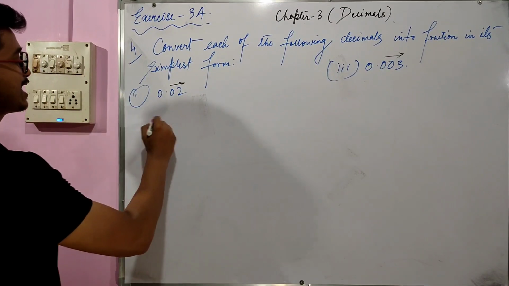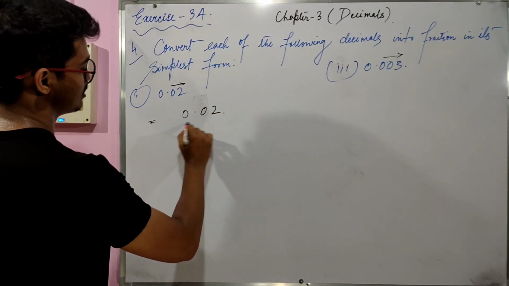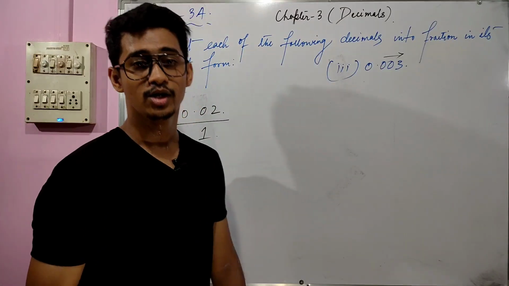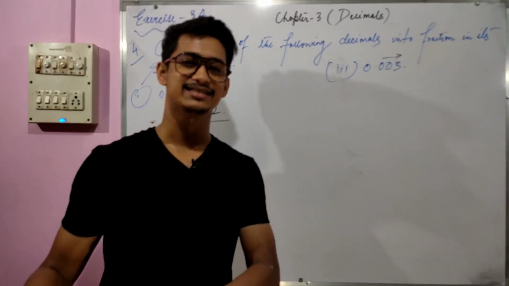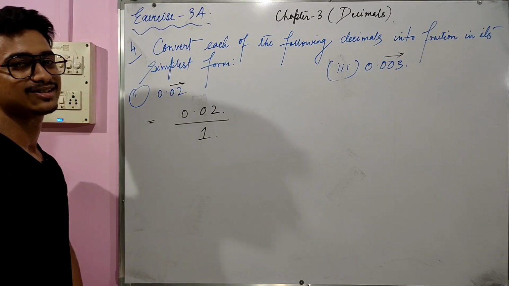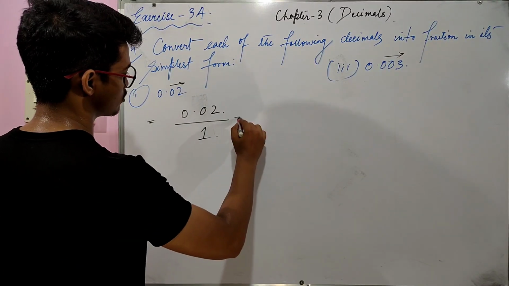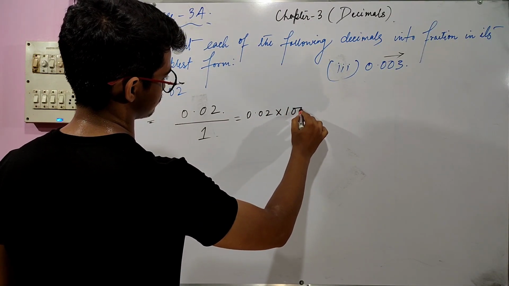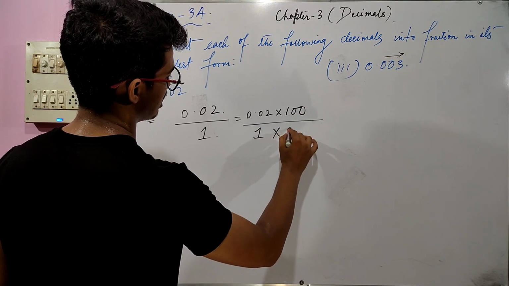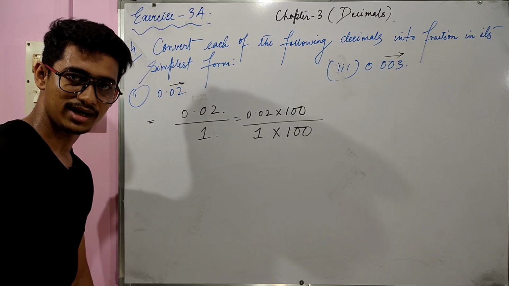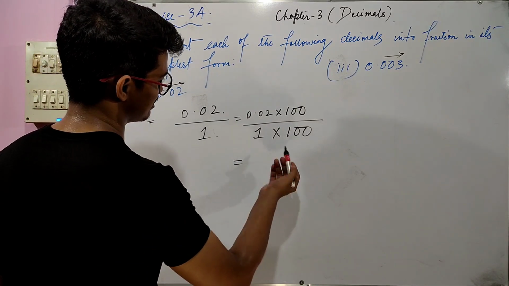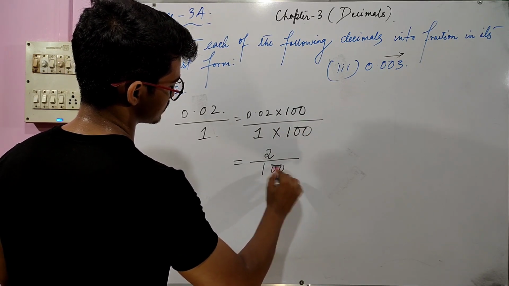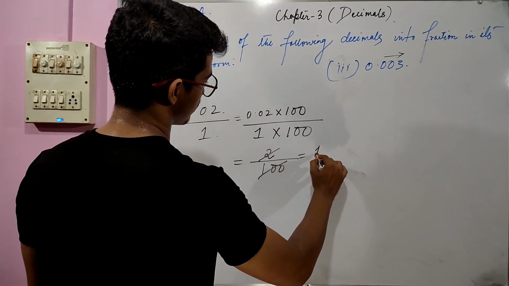We just have to multiply this number 0.02 by 1, because if anything is not there in the denominator, what is intact with that particular number is 1. So how will you do it? Basically you have to do 0.02 into 100 by 1 into 100. So what is the net result? 0.02 into 100 will be 2 by 100. And what is 2 by 100? That is 1 by 50.